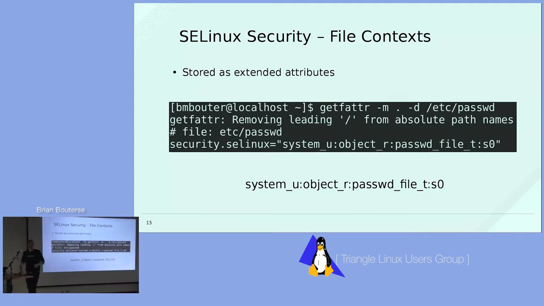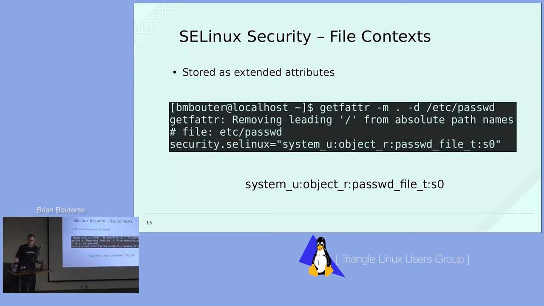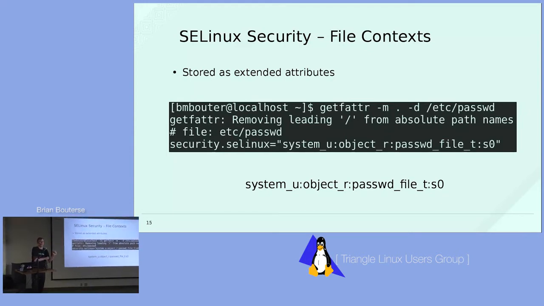So this is just kind of an impressionistic look because we're going to look at the anatomy of one of those here in a little bit. But this is the file context, and it's a label for a particular file. And it's used by SELinux to make a decision around what are the permissions that should govern access and attributes of this file.